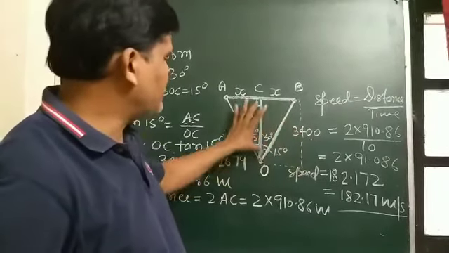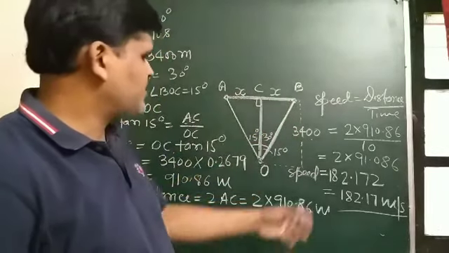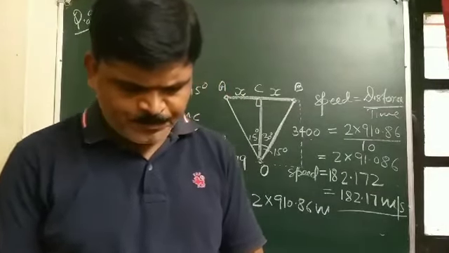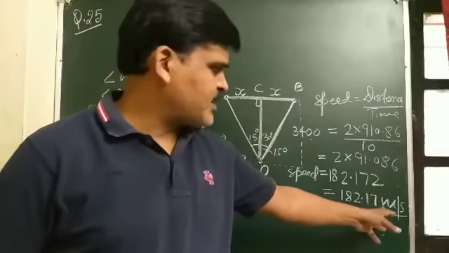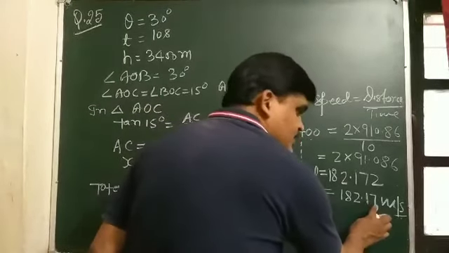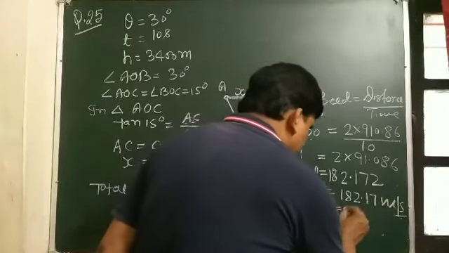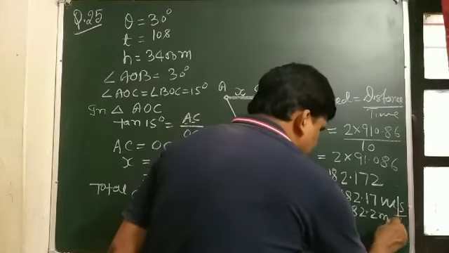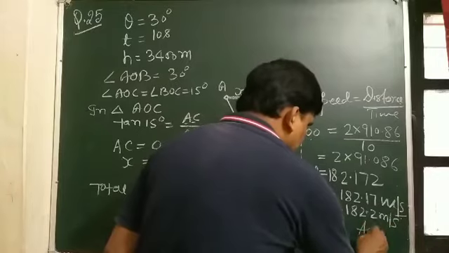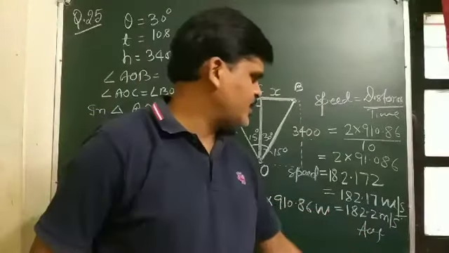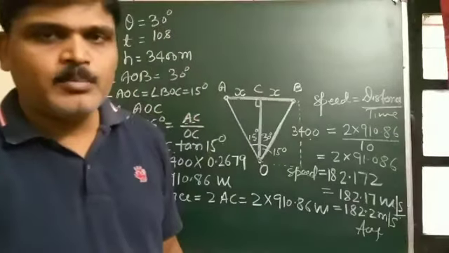This is the answer, the speed of the aircraft from A to B at a height of 3400 meters from the ground in 10 seconds, which comes out to be 182.17 meters per second. Or if we write it this way, since 7 is more than 5, it can also be written as 182.2 meters per second. This is the answer. So the speed of the aircraft comes out to be 182.2 meters per second.